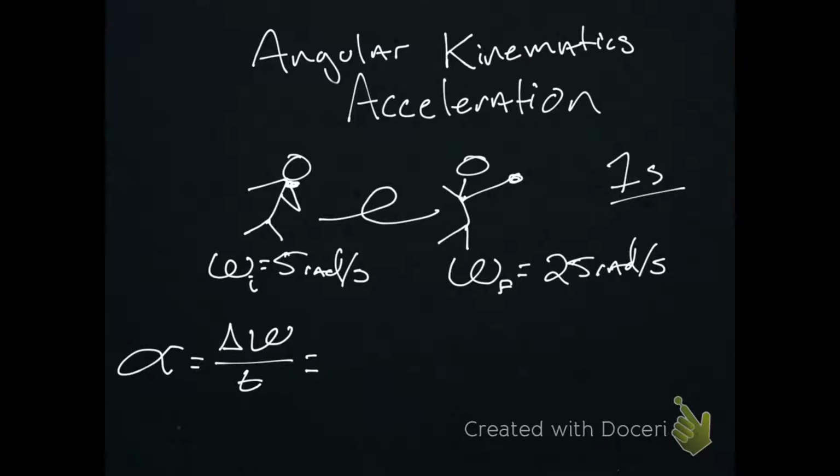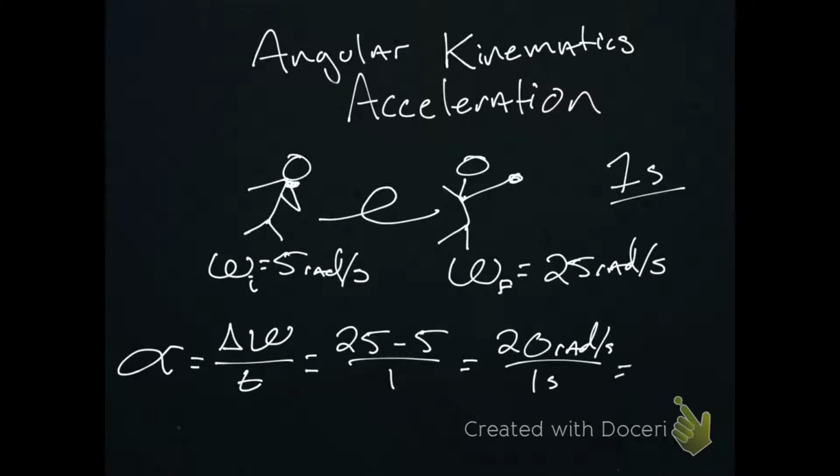And so let's go ahead and do that. We need the final minus the initial, so that's 25 minus 5, and the time of 1, and so we are left with 20 rads per second over 1 second, and we get 20 rads per second squared for our answer.